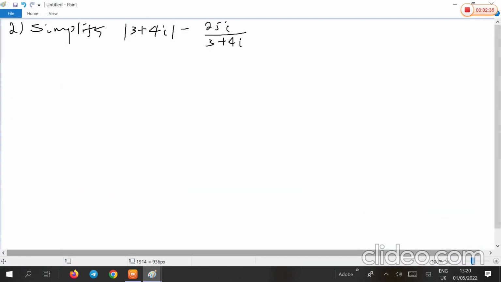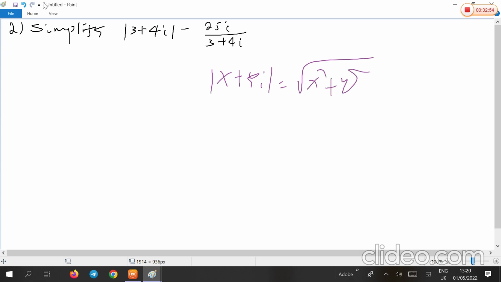Question number 2. Simplify the modulus of 3 plus 4i minus 25i over 3 plus 4i. First of all, the modulus of x plus yi is the square root of x square plus y square.